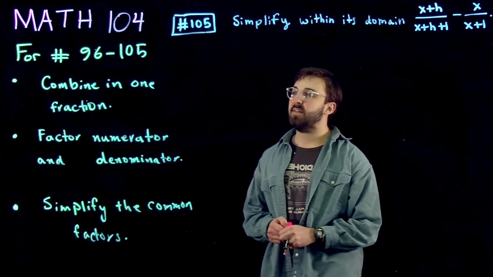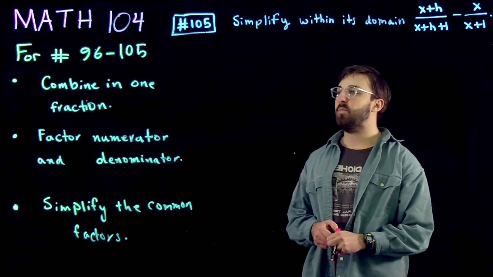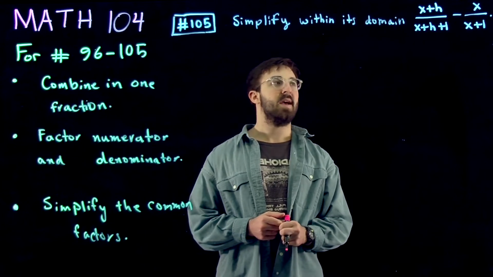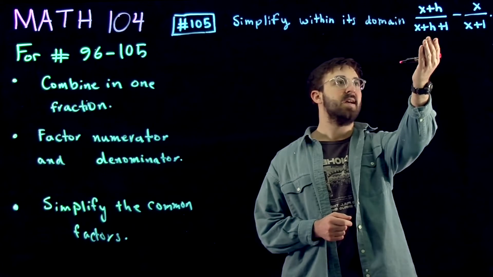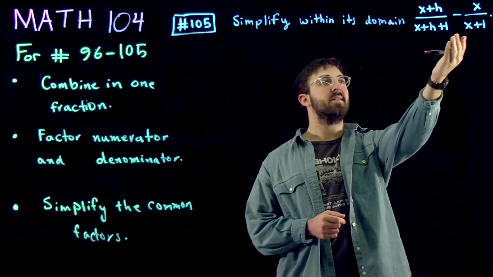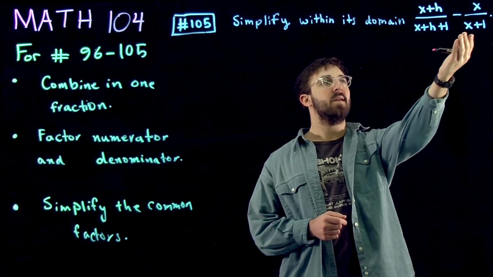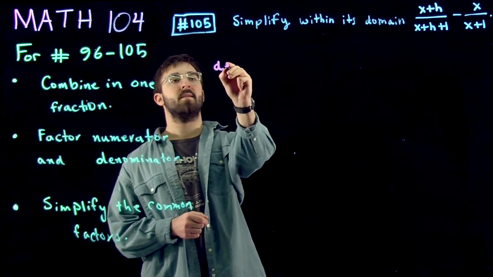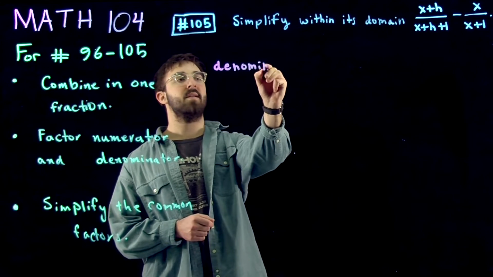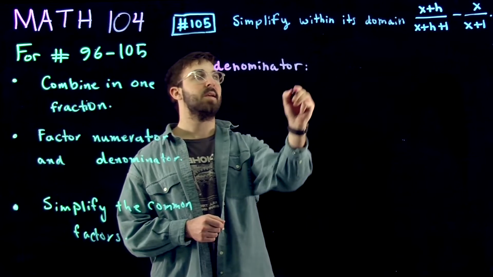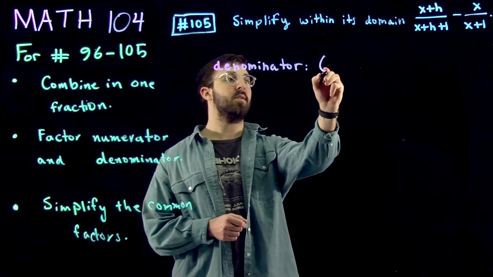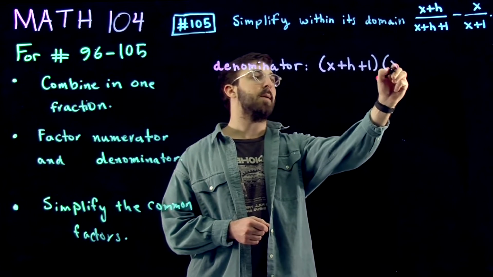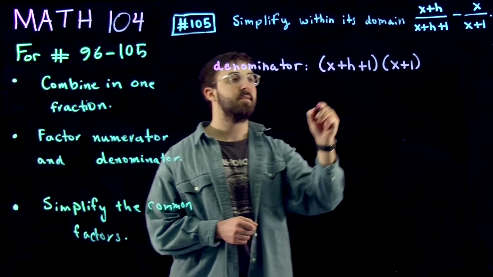So step number one is to combine this expression into one fraction. We're going to do that by finding the least common denominator. If you think of these as linear terms, they're distinct linear terms, so their least common denominator is just going to be their product. So the denominator will be (x + h + 1) times (x + 1).